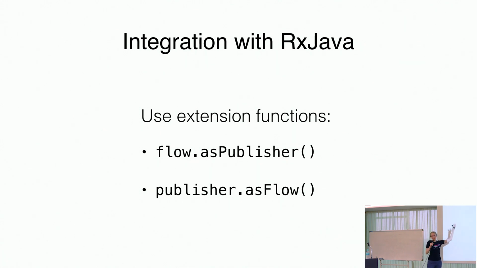There is a way for integration with RxJava, so you just use extension functions, Flow to publisher or publisher to Flow, in order to convert one to another and back. So there is a way to provide this integration when you want both the benefits of coroutines and the benefits of reactive streams.